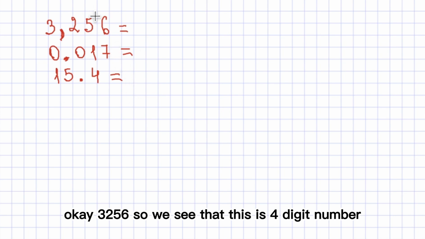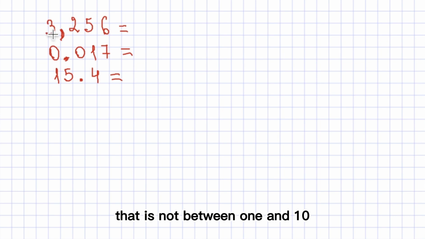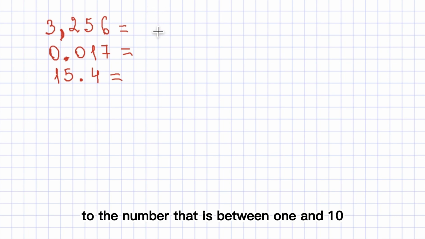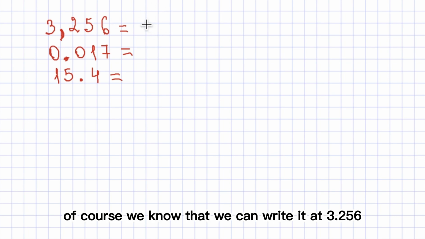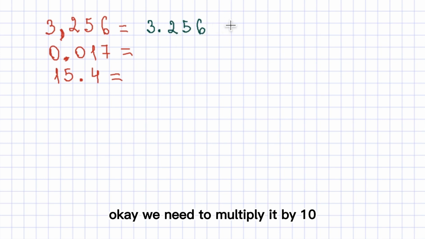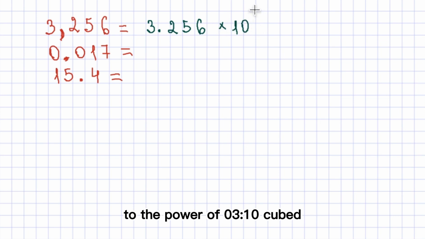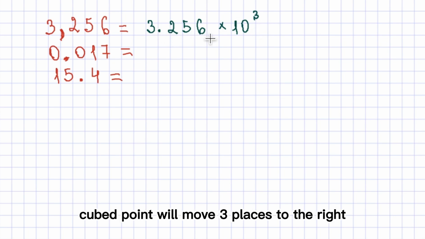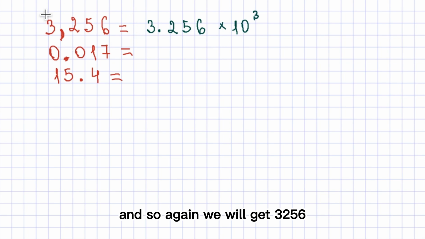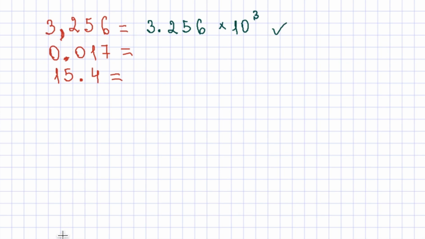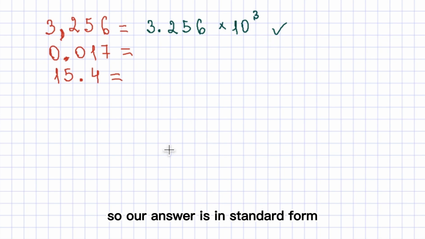3,256. So we see that this is a 4-digit number that is not between 1 and 10. How can we change it to a number that is between 1 and 10? Of course, we know that we can write it as 3.256. We need to multiply it by 10 to the power of 3, 10 cubed, as when we multiply by 10 cubed, the point will move 3 places to the right, and so again we will get 3,256. So our answer is in standard form.